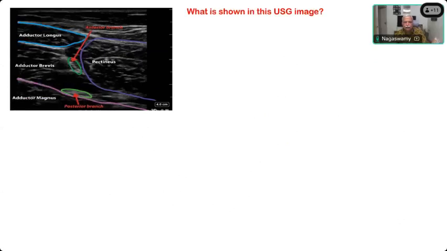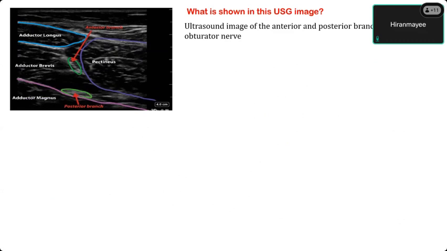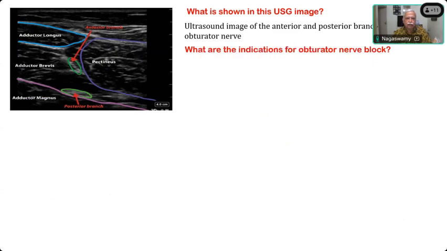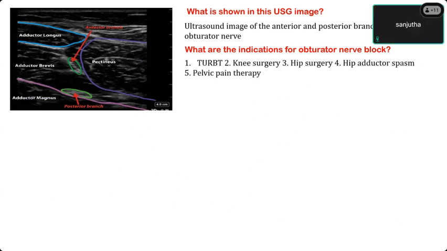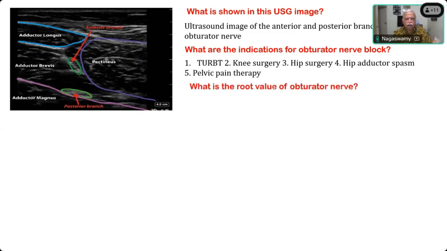Can you identify what is being shown here? Obturator nerve block, sir. Excellent. Ultrasound image of anterior and posterior branches of the obturator nerve. What are the indications for obturator nerve block? In TURP, TURBT, knee surgery, hip surgery, adductor spasm, pelvic pain therapy.